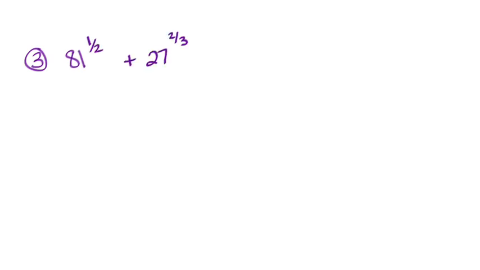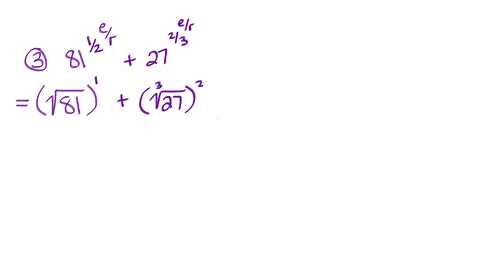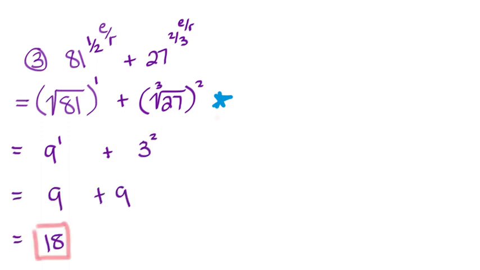So this means that we can also add up these things. So if I have 81 to the 1/2 power plus 27 to the 2/3 power, what would that be? Well, first I need to simplify them. So I know that the square root of 81 is 9. And the third root of 27 to the second power, well, that's also 9. So the answer to this is going to be 18.